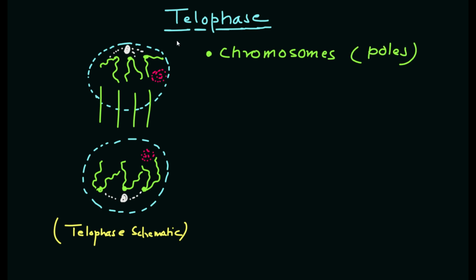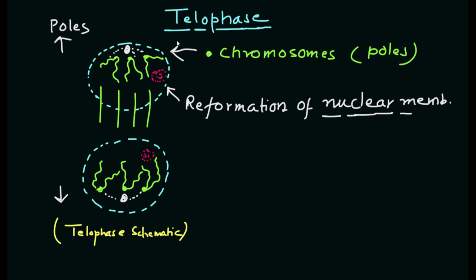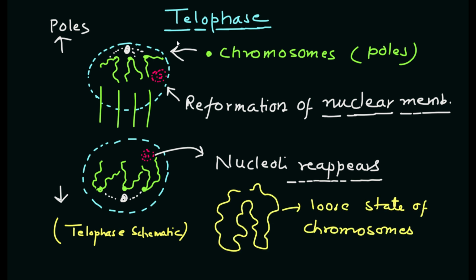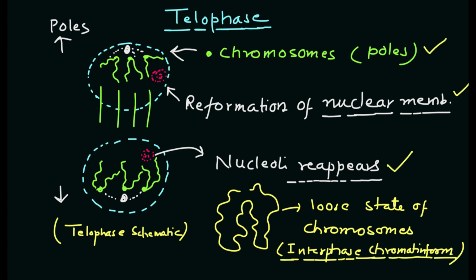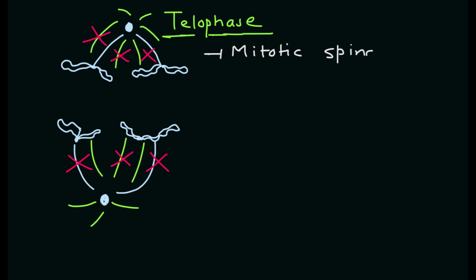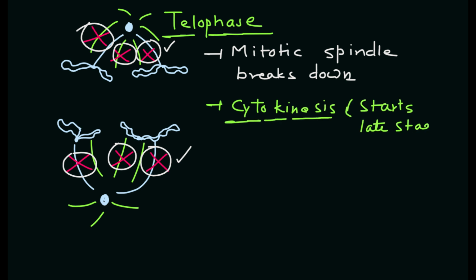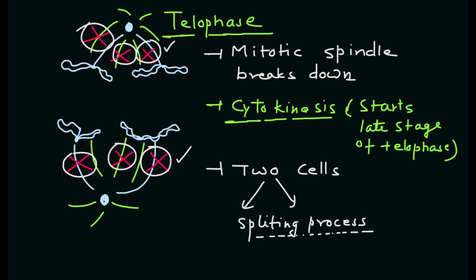As the chromosomes reach near the poles of the cell, the nuclear envelope is reconstructed around each group of chromatids. Simultaneously, the nucleolus reappears and the chromosomes start to loosen from their condensed stage, reverting back to the interphase chromatin form. In telophase, the mitotic spindle breaks down and its microtubules are also decomposed. Cytokinesis usually starts before the late stage of telophase and upon completion splits the two nuclei into separate daughter cells.